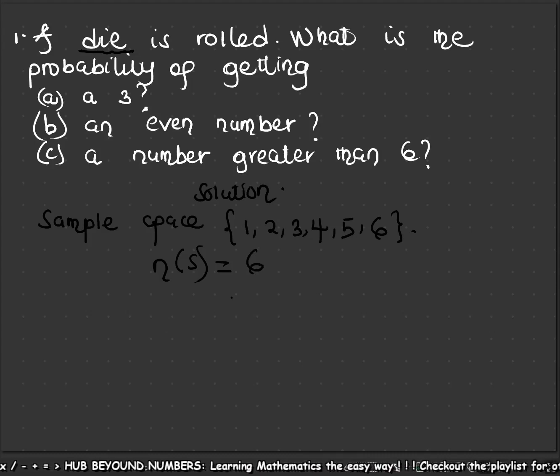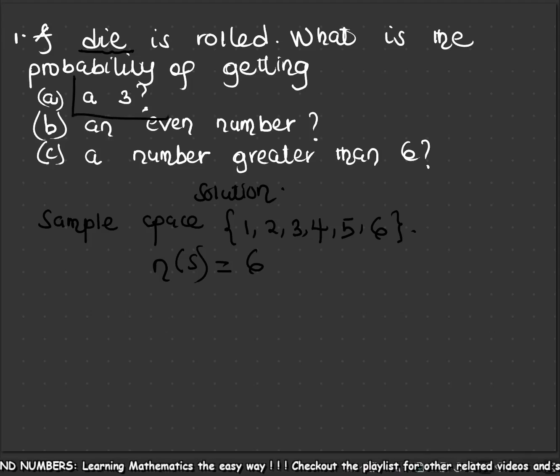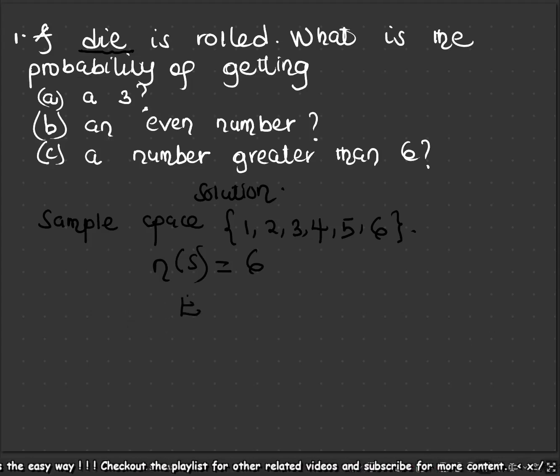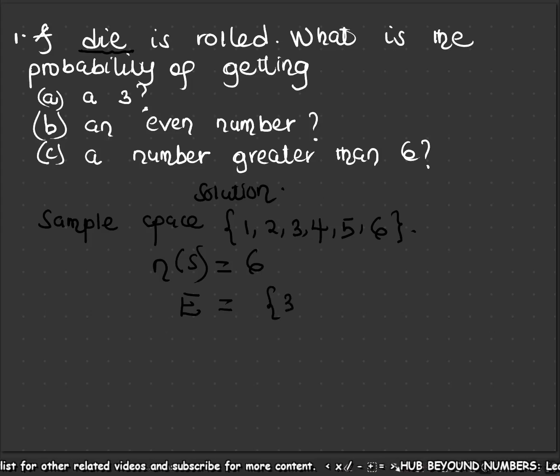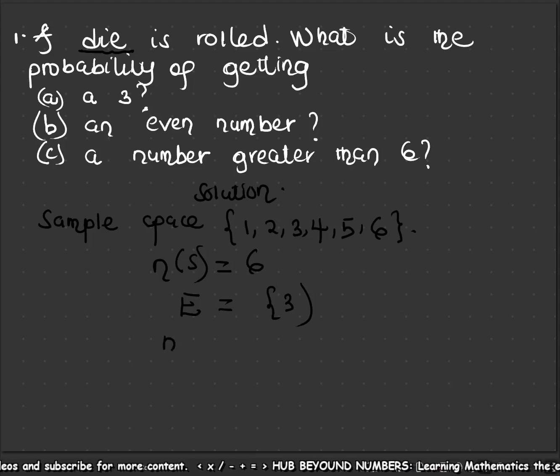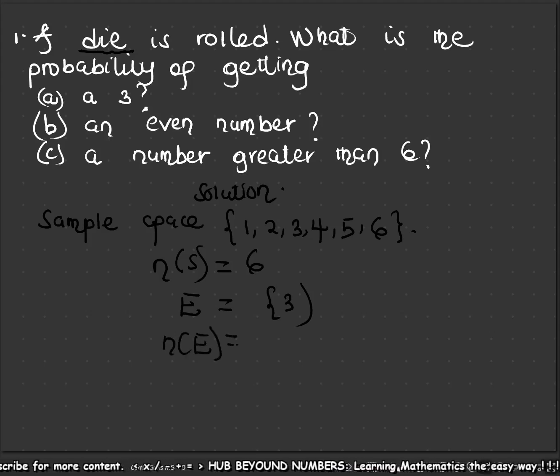So that is 6. Now the event we are talking about, we want to pick a 3. There it is over here, stated in the first question, right? So our event is a 3, and its set is just {3}. Looking at this, the number of elements in the event is just 1, because there's just 1 element over there, right?